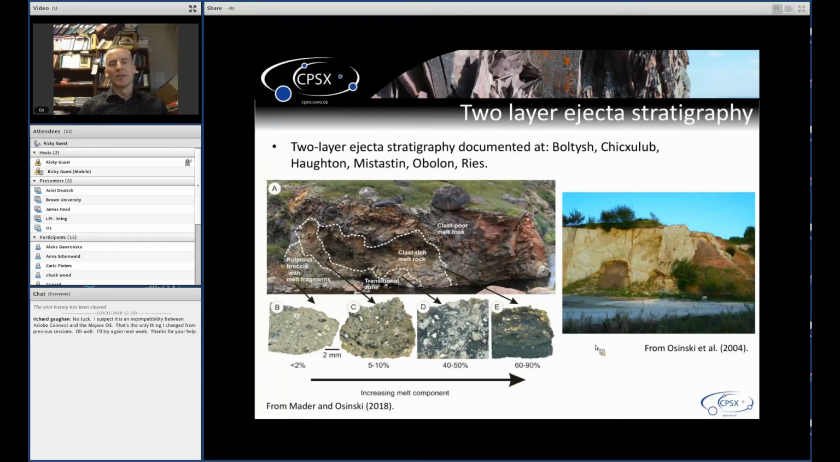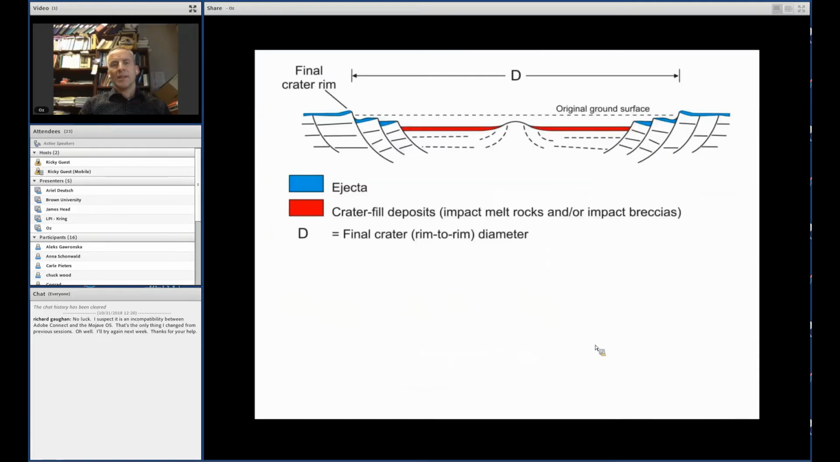And it's a bit of a complex diagram, but the rocks are complex. But you essentially see classed poor melt rock overlying essentially this polymict, so mixed breccia. And on the right-hand side is a famous locality from the Ries crater in Germany, where again we see this two-layer stratigraphy. So this greenish suevite material overlying the reddish ballistic ejecta.